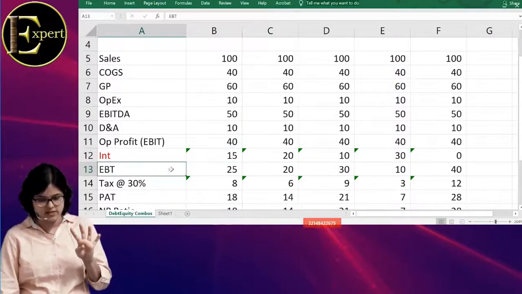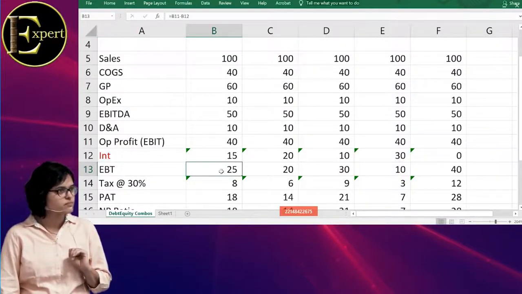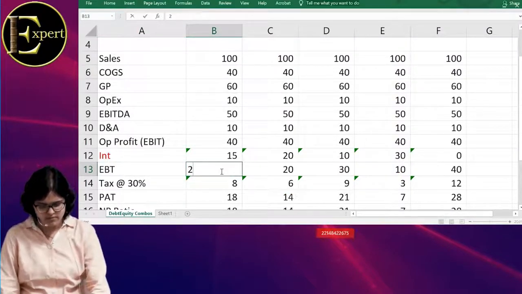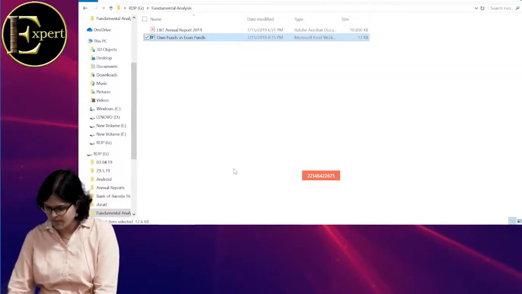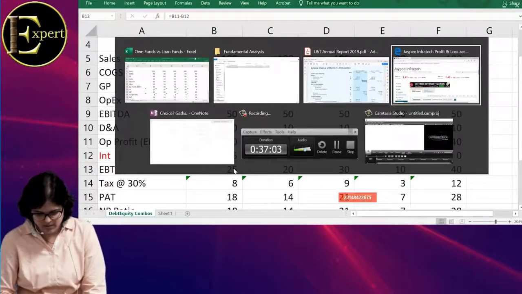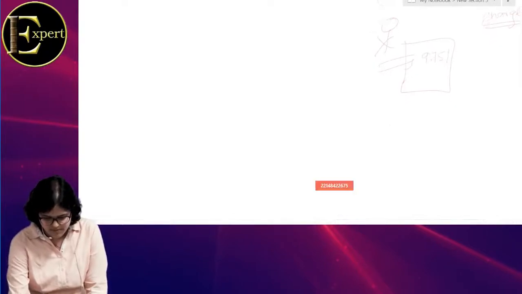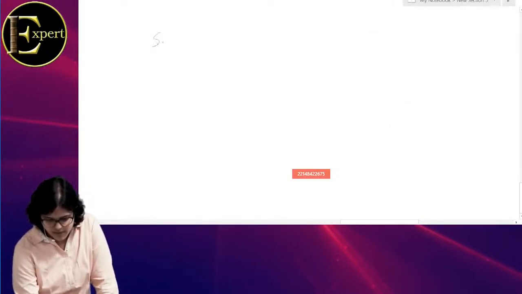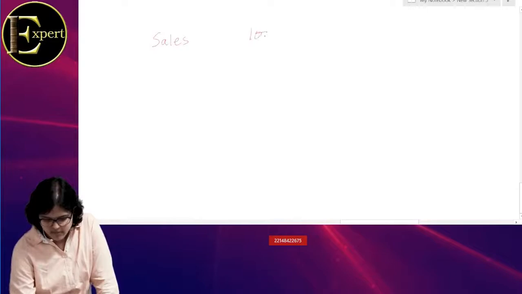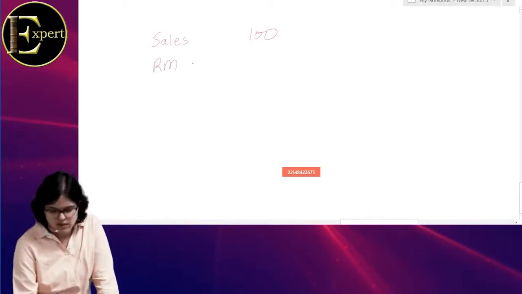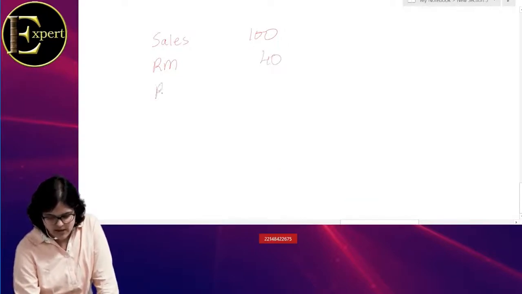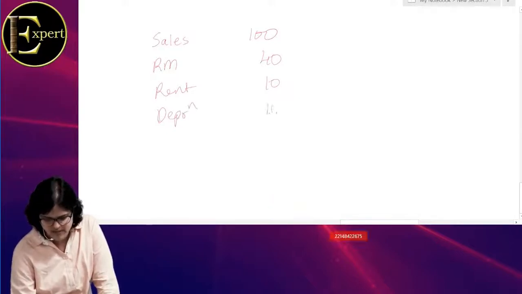How 25? Simple, na? 40 minus 15, I'm getting 25. Correct? To simplify this, I'll tell you in a very simple manner. Sales was how much? 100. Okay, let us say my raw material cost was 40. Let us say my rent was 10. And my depreciation, I'll tell you the meaning in the next class. Depreciation is also an expense. That was 10. So tell me, what is my earning before interest and tax?